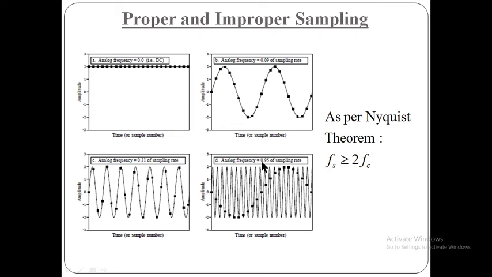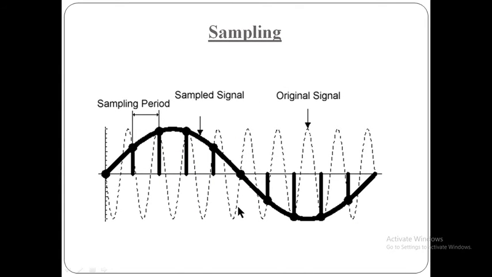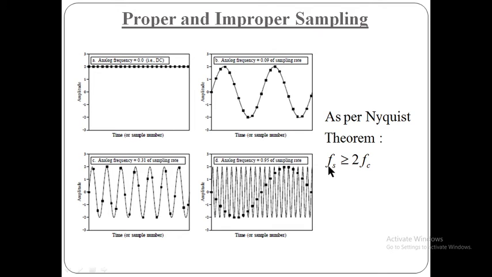When this analog frequency is equal to 0.95 of the sampling rate, at that time you may say that this sampled signal is quite similar to the original signal. So to get this sampled signal as the original signal, we should keep this sampling frequency greater than or equal to 2 times the original frequency. So here you can see that when this frequency is quite similar, we get quite a similarity between the sampled signal and the original signal.